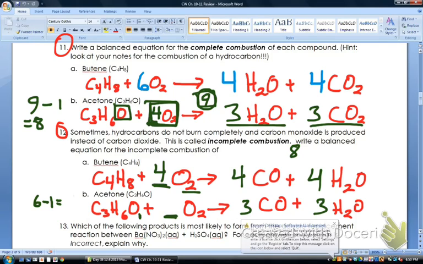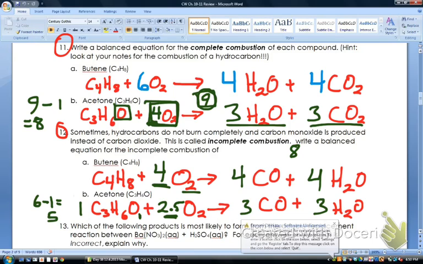So what am I going to do? I'm going to put a 2.5 because 2.5 times 2 equals 5. When I do that, I now have 6 oxygens on the left and I have 6 oxygens on the right, and yes, this equation is balanced. However, it is not finished.